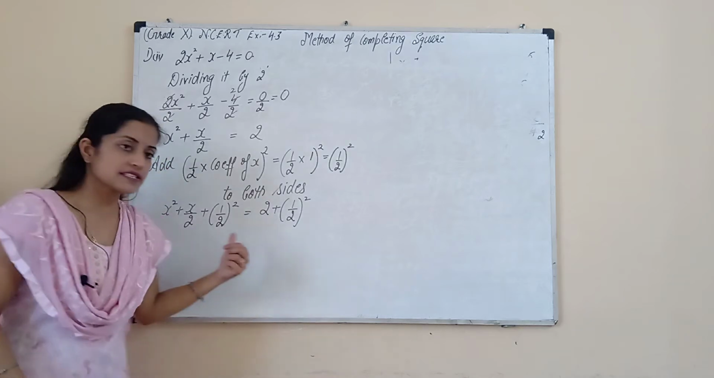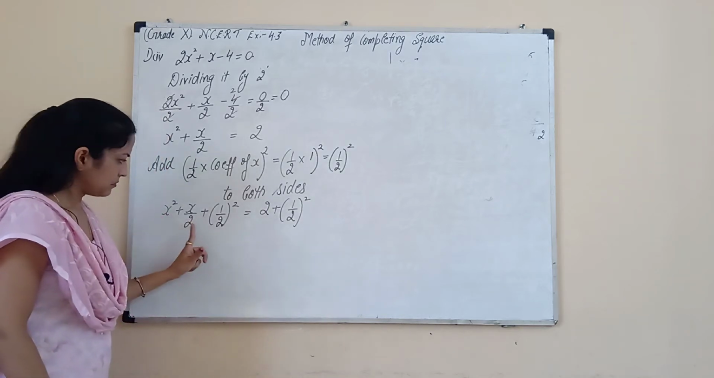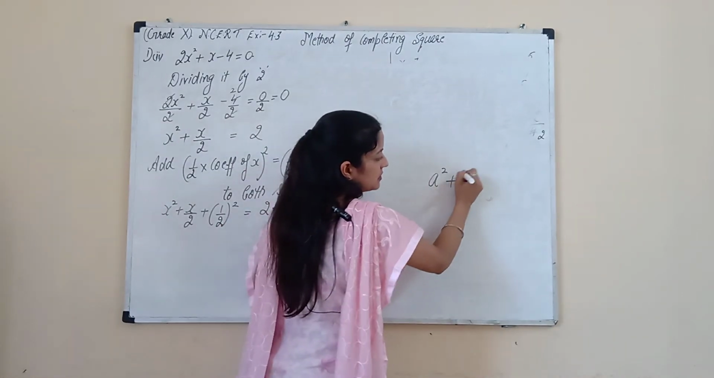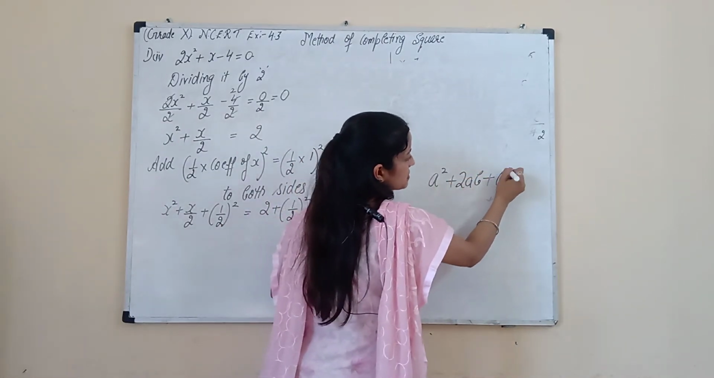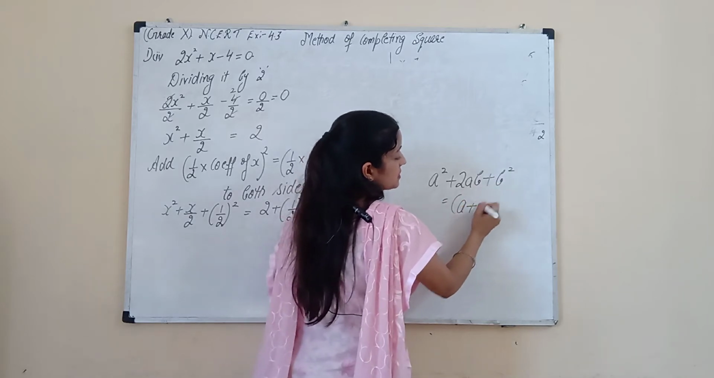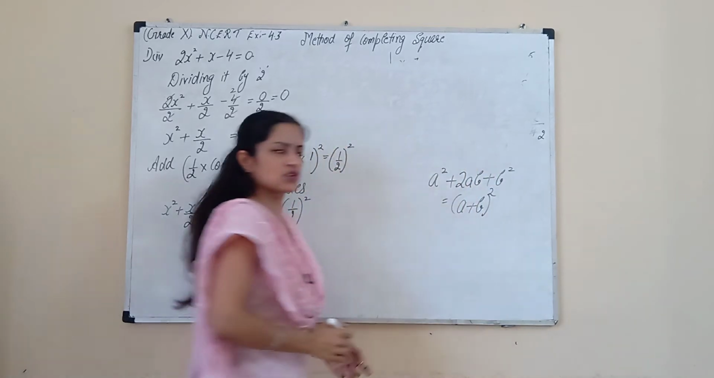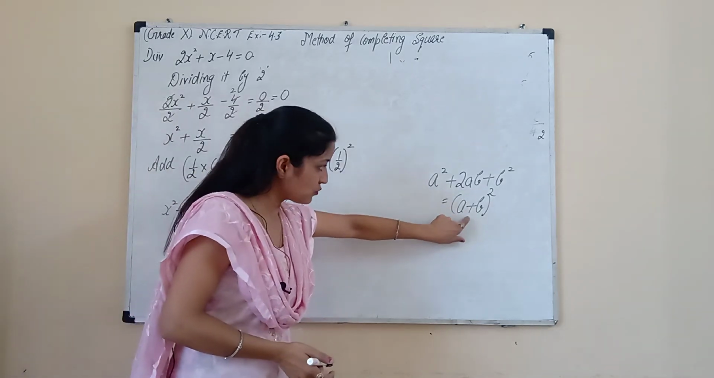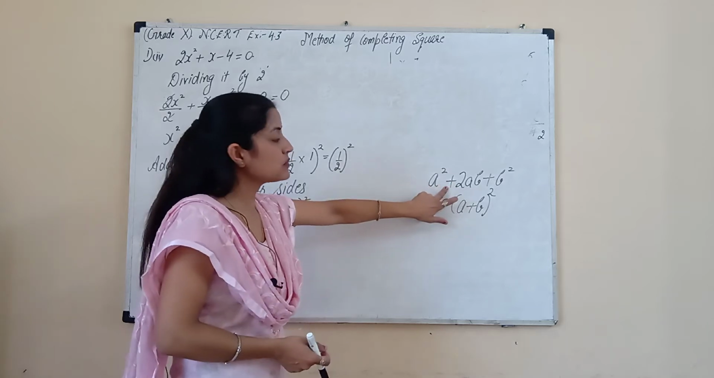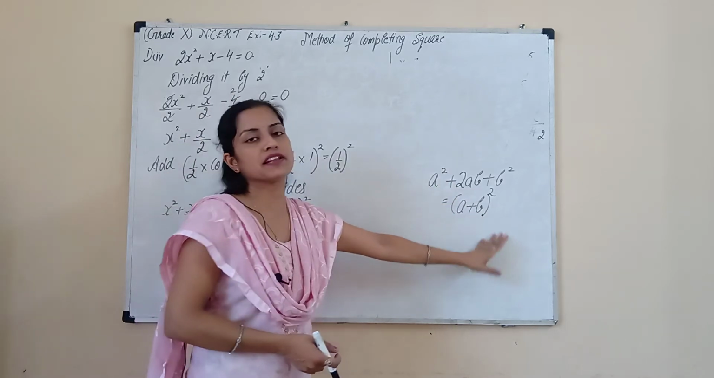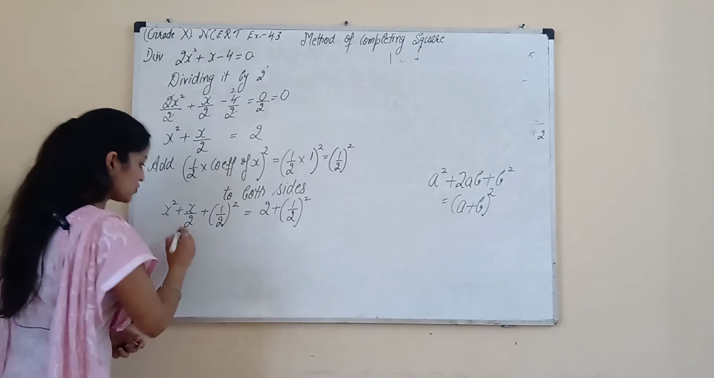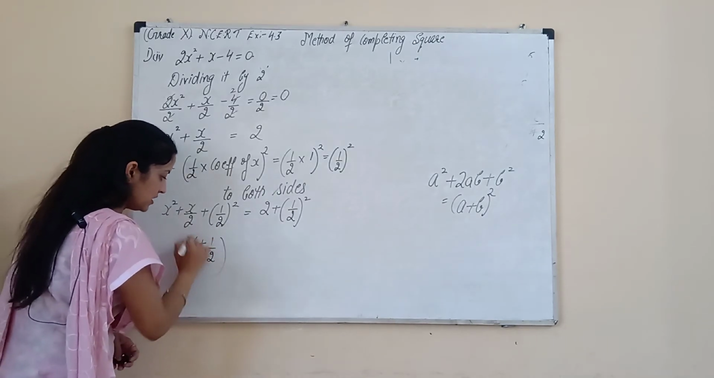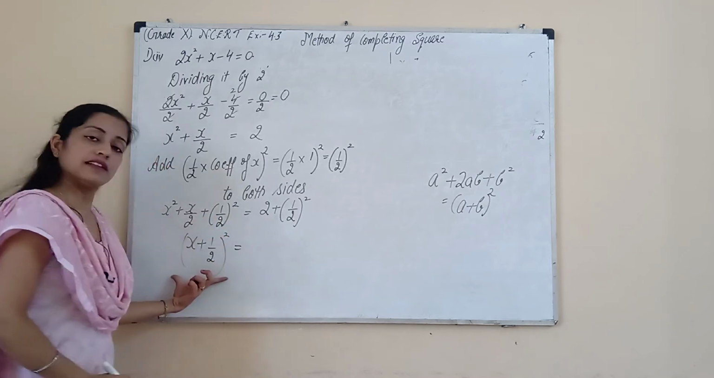Again this is the identity: a square plus 2ab plus b square is a plus b whole square. It is very easy to learn. If 2ab is positive then the formula is a plus b whole square. If 2ab is negative then the formula is a minus b whole square. Nothing else. So it becomes x plus 1/2 whole square. Left side is done.